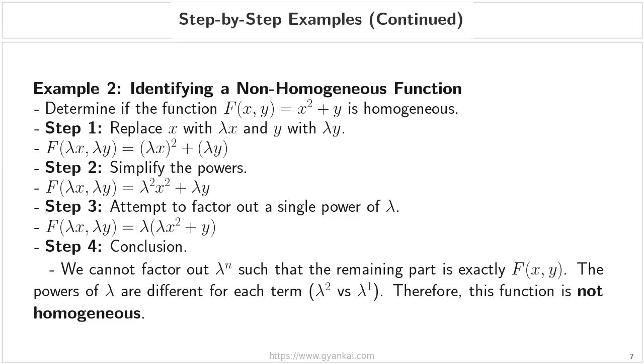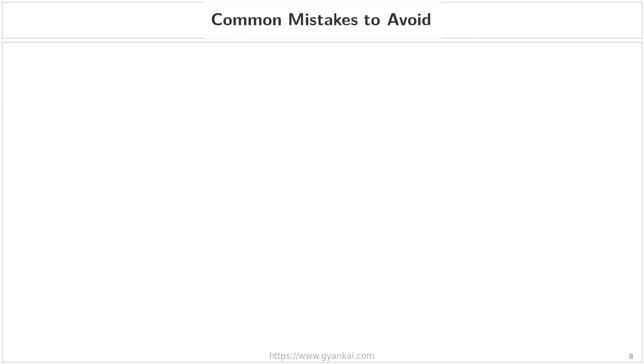This leads us perfectly into our next slide, where I will highlight some common pitfalls to avoid when performing these calculations. Common mistakes to avoid. Now, before we wrap up today's lesson, I want to pause and highlight some common pitfalls. As we've seen in our previous examples, identifying homogeneity requires precision, and it is very easy to trip up on a few specific details.